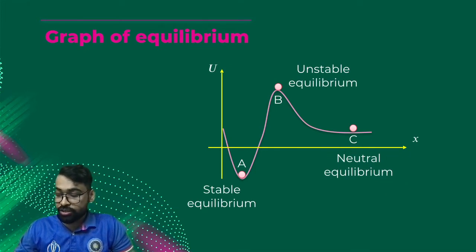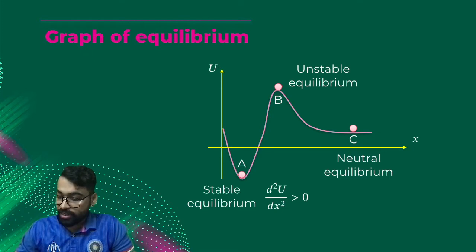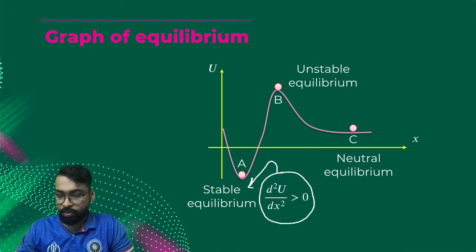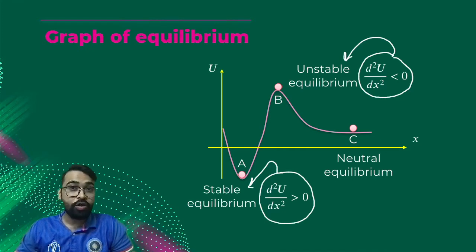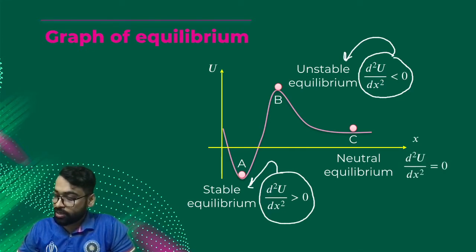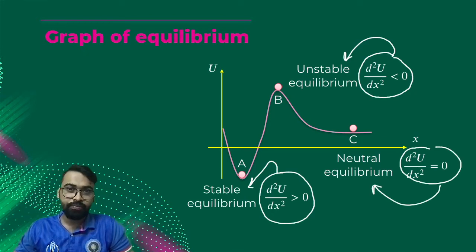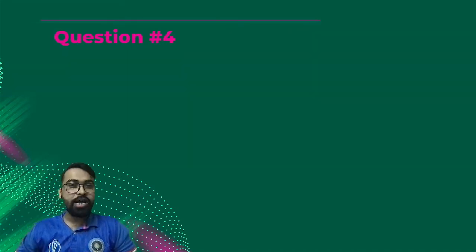What are the conditions? The conditions are d2u by dx2 should be greater than 0 if I talk about a stable equilibrium. If I talk about d2u by dx2 being less than 0, this is the point of unstable equilibrium. And if I talk about d2u by dx2 equal to 0, I say this is neutral equilibrium. Right. I hope everybody recalls this much. It's not much, but now we have a certain question that we would like to answer. An easy one, I would say.